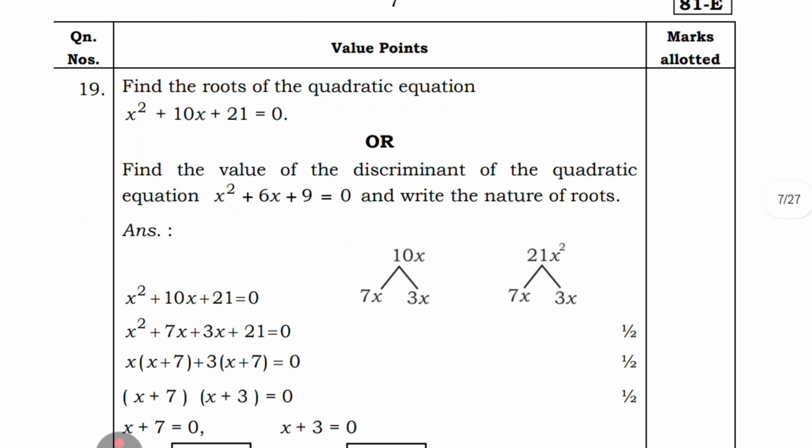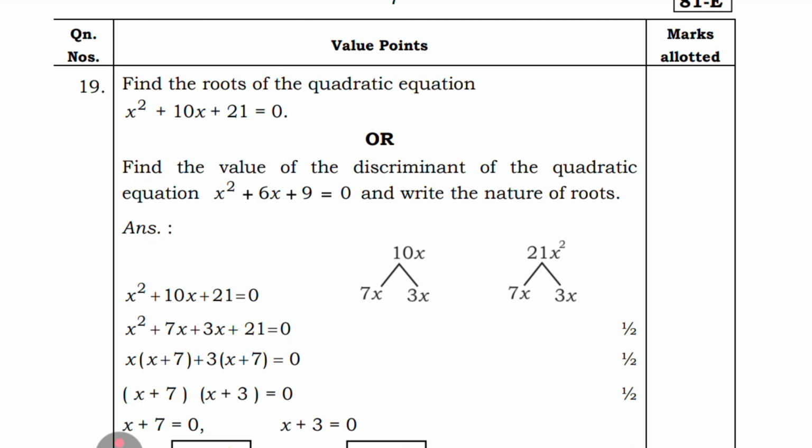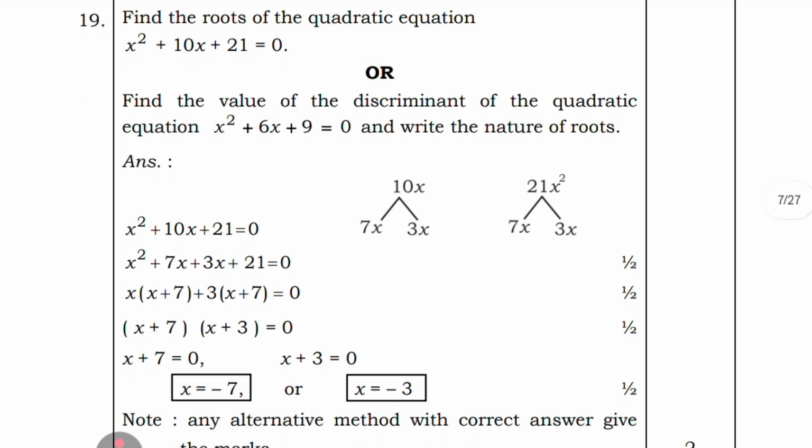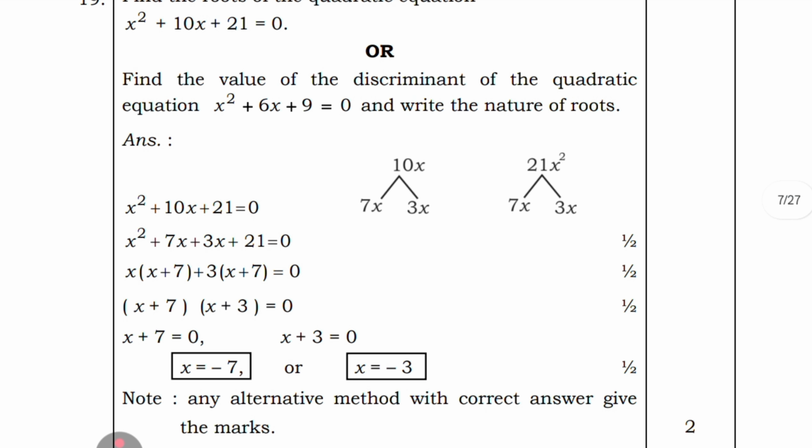Coming to the 19th question, find the roots of the quadratic equation x square plus 10x plus 21 is equal to 0. Here there is an OR option. Find the value of the discriminant of the quadratic equation x square plus 6x plus 9 is equal to 0 and write the nature of the roots.